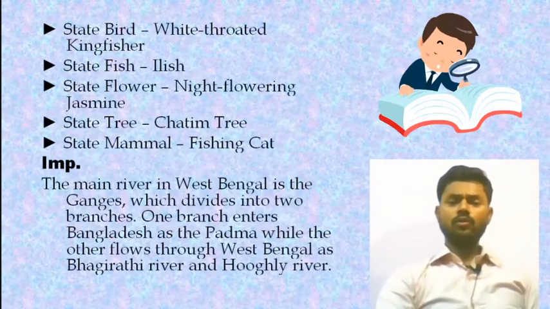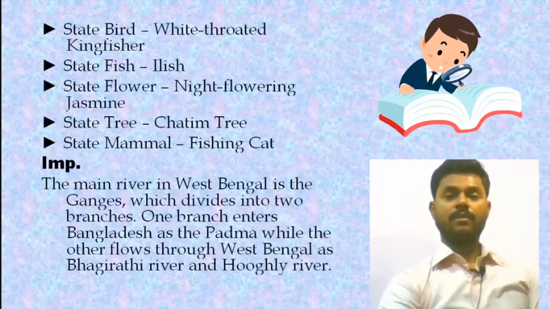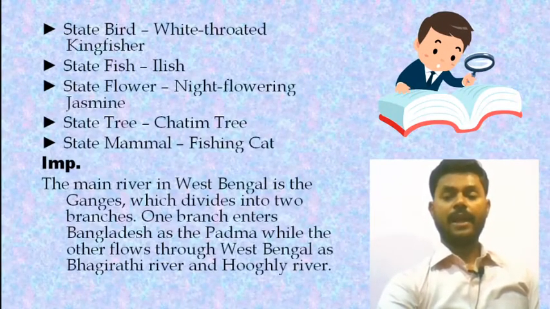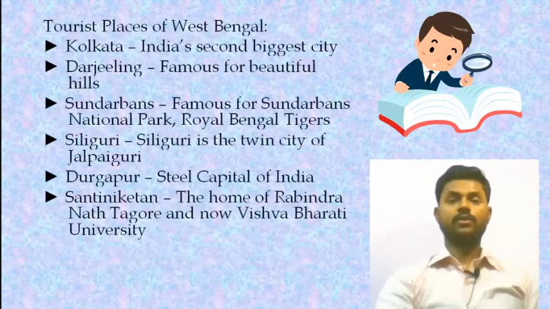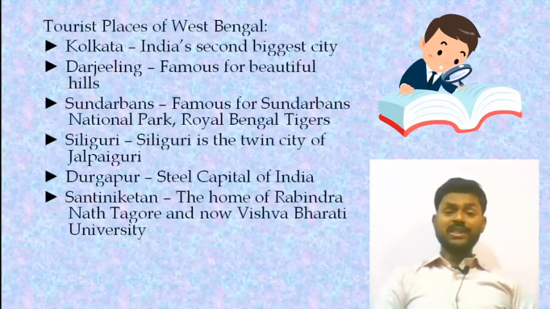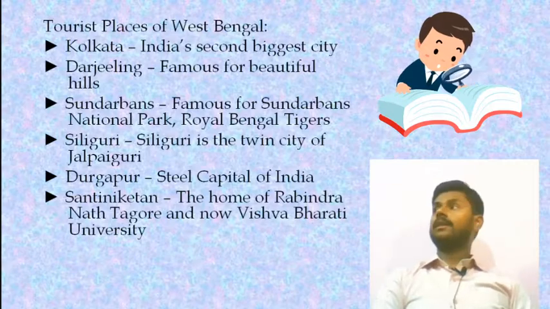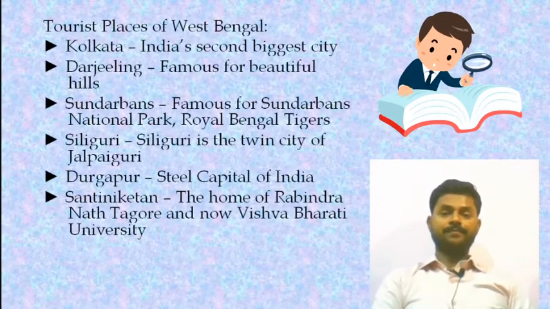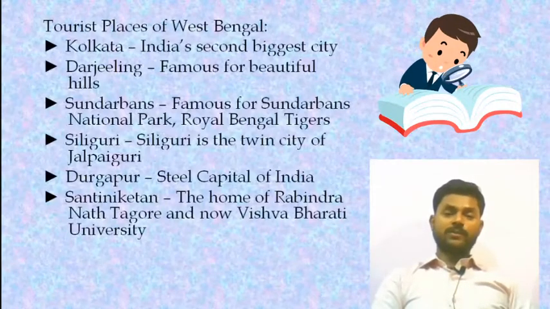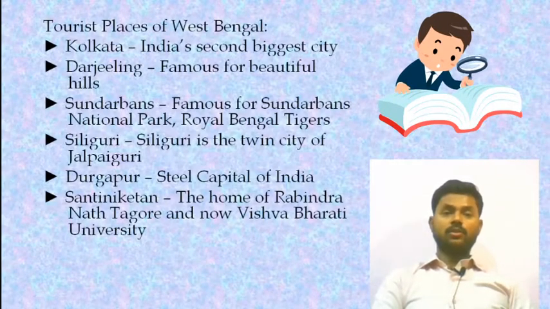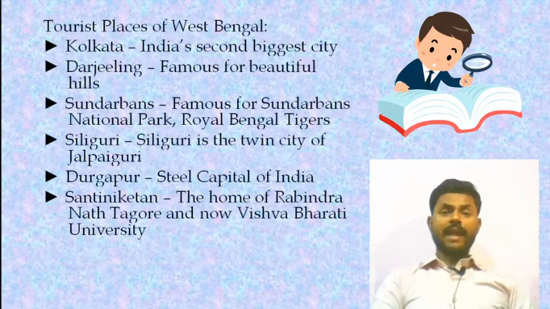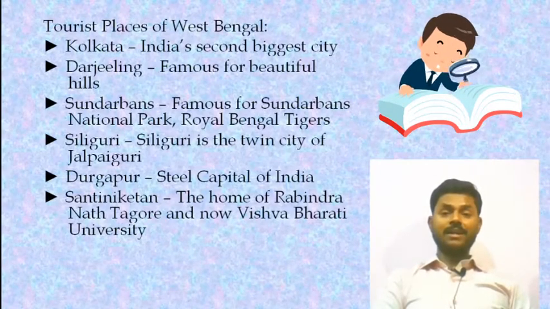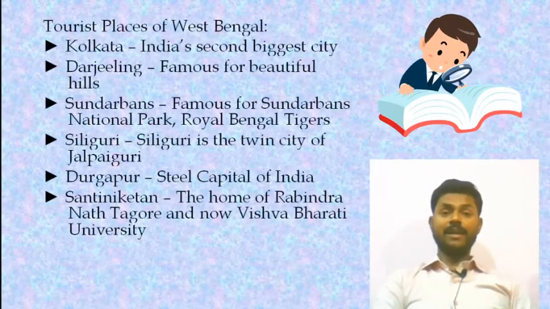Okay. Now know the next important knowledge related to West Bengal, and that is tourist places of West Bengal. Now we will know about tourist places of West Bengal. Number one tourist place is Kolkata. Kolkata is India's second biggest city.